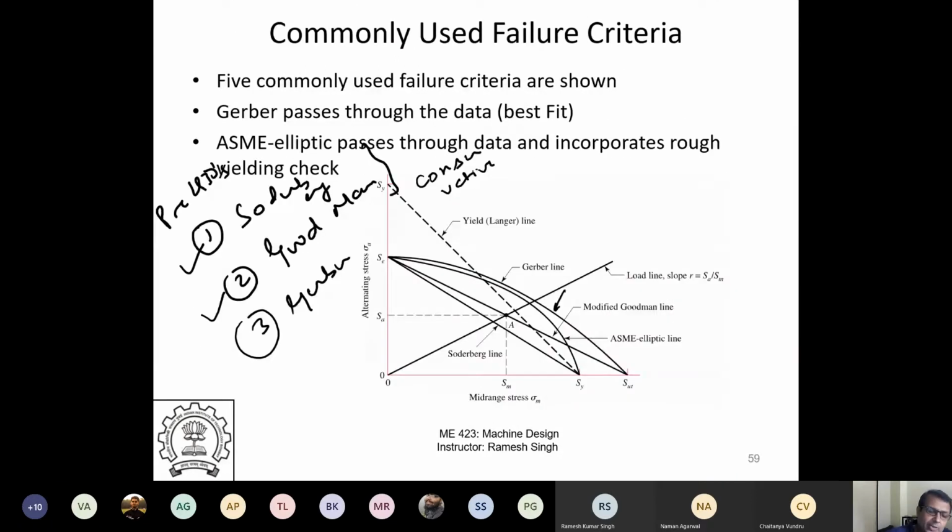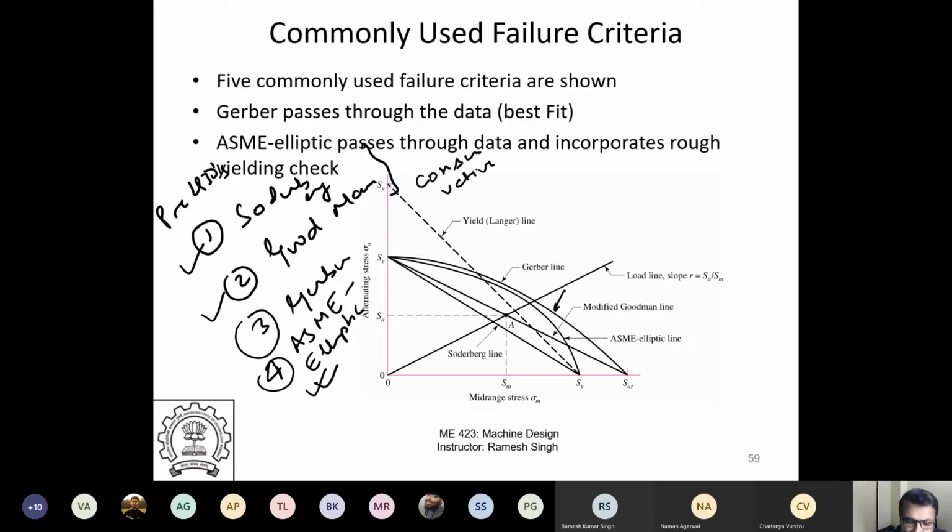Okay. And then there was something called ASME elliptic. ASME elliptic is the latest one. What it does is improve the Gerber one. It has data, and it also does the yielding check.